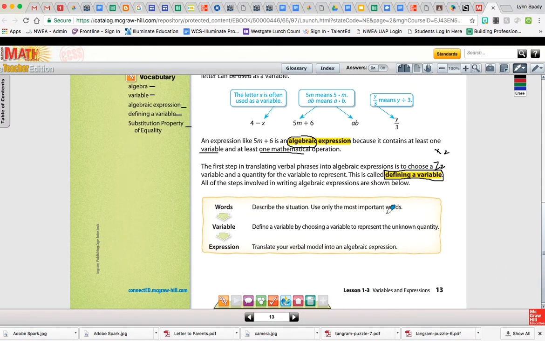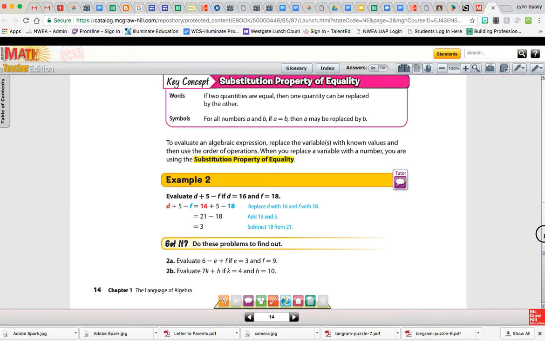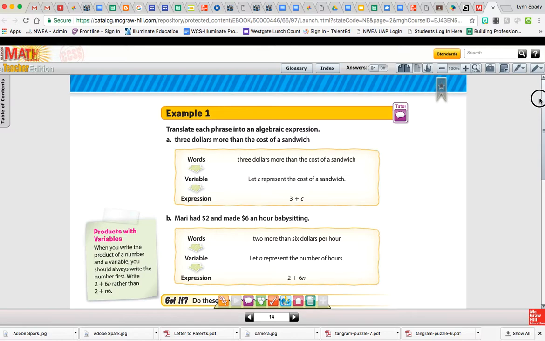Okay, so we have words which we're used to when we read books or papers or magazine articles. We read the words on the page, but in algebra we're going to translate that into expressions using a variable and then coming down to numbers, variables, and operations. So we're going to be working through a few examples here together. On page 14, we have example 1.